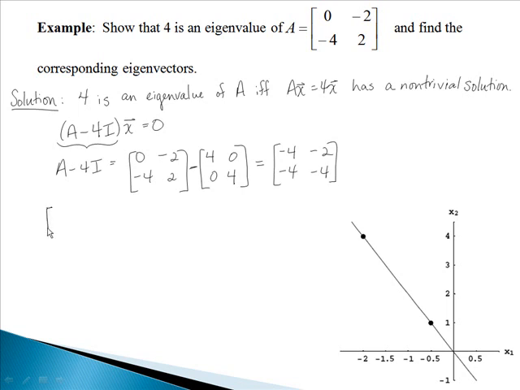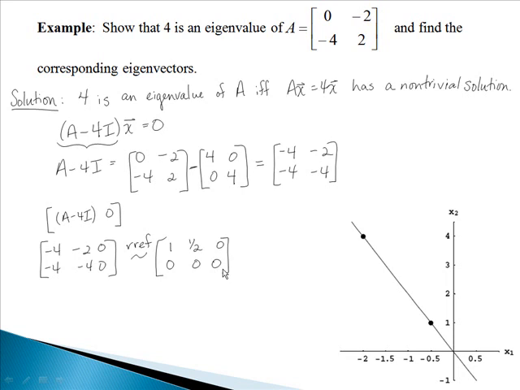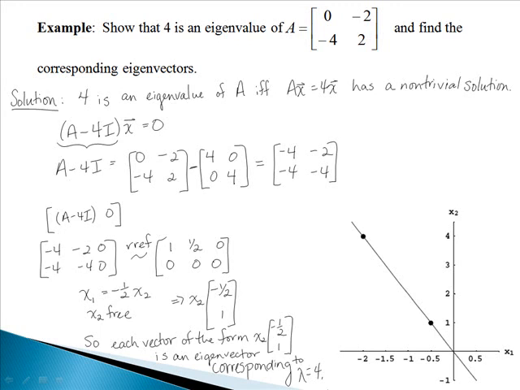Now I want to solve, where I set up an augmented matrix with A minus 4I as the first part and then zeros. So we'll have this matrix here, and we're going to row reduce it, and we'll get this matrix here. If we set up our general solution, we have x1 is equal to negative 1/2 x2, and x2 is free. So we'll write it out with x2 pulled out, and we'll have negative 1/2 and 1. So each vector of the form x2 times (negative 1/2, 1) is an eigenvector corresponding to our eigenvalue lambda equals 4. So we've shown that we have a non-trivial solution to our equation, so we can see that 4 is an eigenvalue of our matrix A.